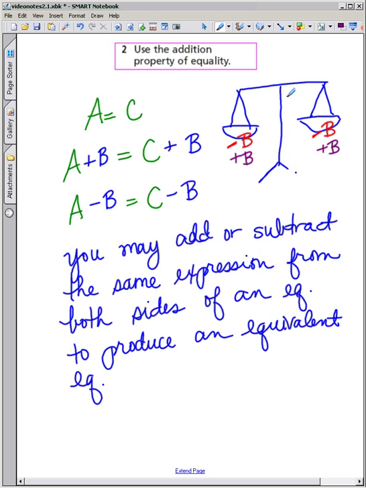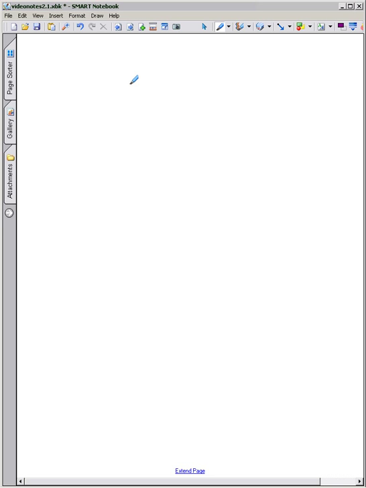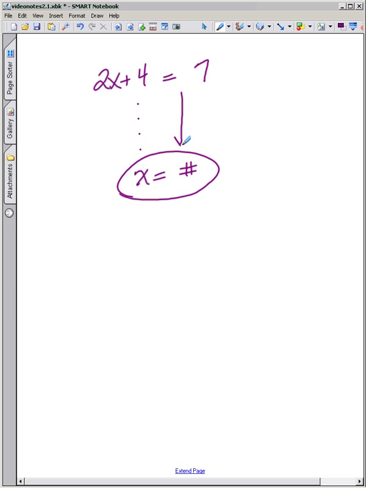Our whole goal in solving a linear equation is that we're going to start with something of the form maybe 2x plus 4 equals 7. And we're going to have to perform a series of steps to that equation to eventually come down to x is equal to some number. So we want to produce a series of equivalent equations throughout our steps so that our final answer is of the form x equals a number. So basically we're undoing what all is attached to the variable x so that we can find out what that number is that solves the equation.